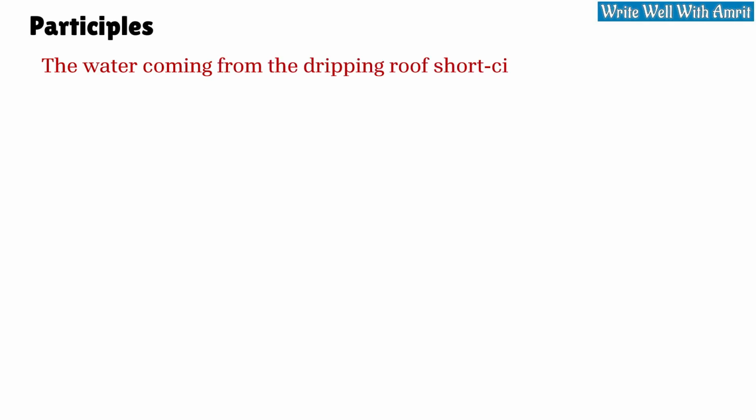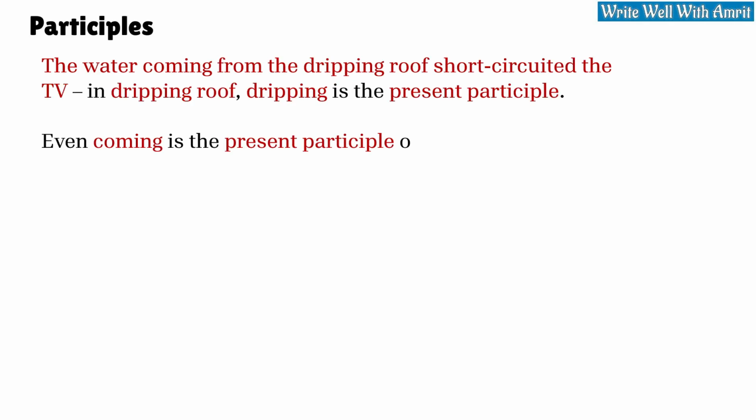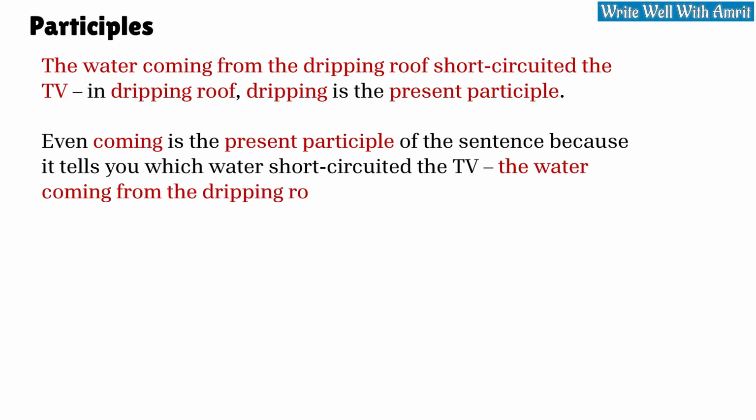The water coming from the dripping roof short-circuited the TV. In dripping roof, dripping is the present participle. Even coming is the present participle of the sentence because it tells you which water short-circuited the TV. The water coming from the dripping roof.